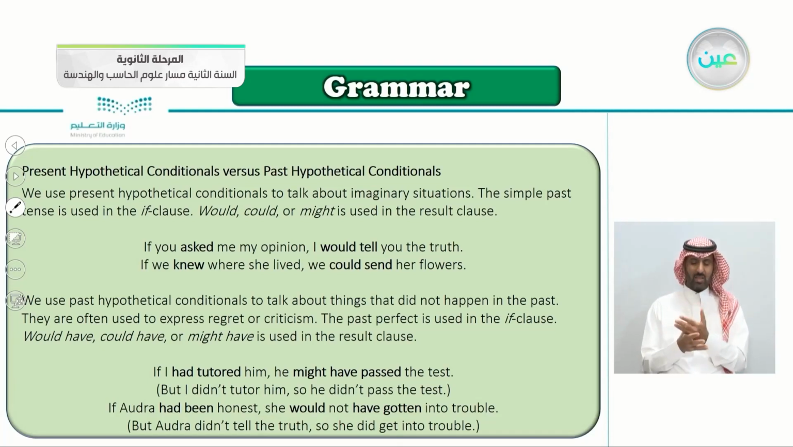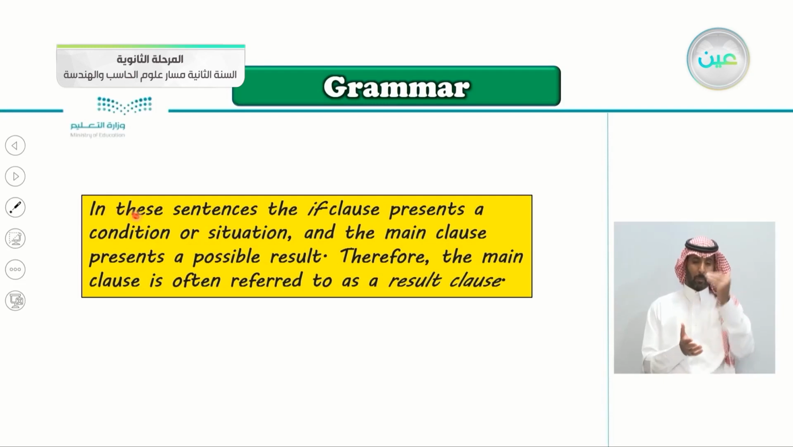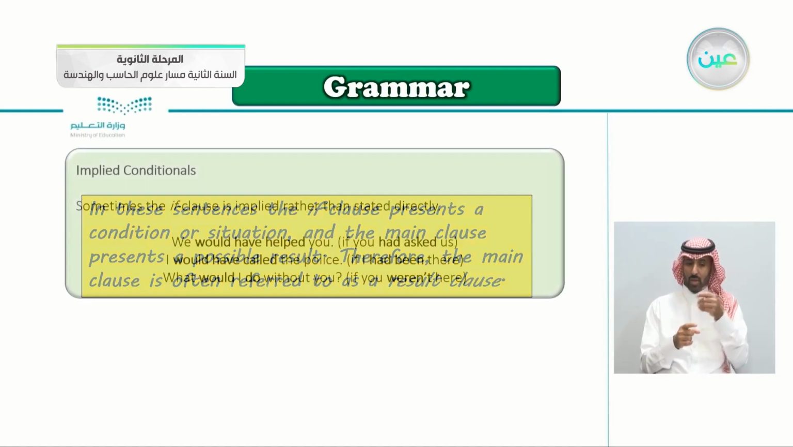So why do we use the past hypothetical conditionals? We use it to talk about things that didn't happen, and we use it most of the time to express regret or criticism. In these sentences, the if clause presents a condition or a situation, and the main clause presents a possible result. The main clause, possible result. Therefore, the main clause is often referred to as the result clause. So the result clause is the main clause. Why? Because it gives us the result for the if clause.